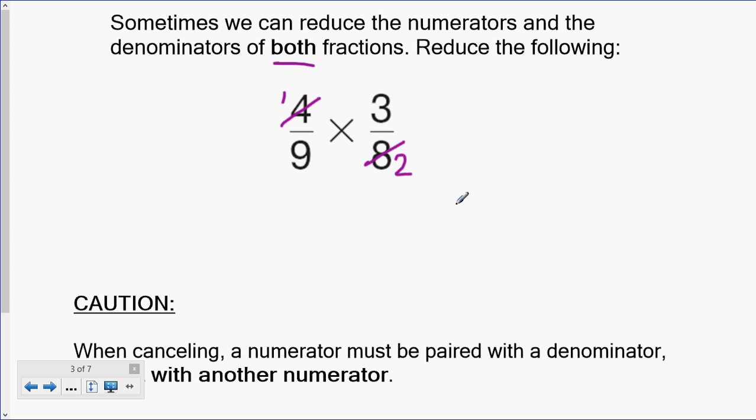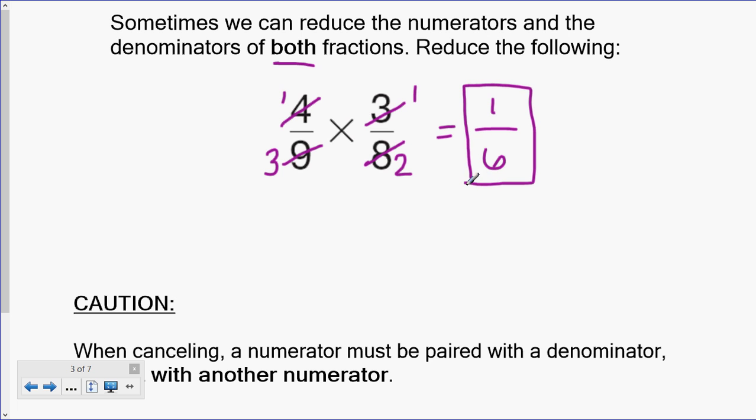Now going the other way, 3/9 is another pretty easy fraction to reduce. 3/9 equals 1/3. So we can cross off the 3 and make it a 1, cross off the 9 and make it a 3. Now multiply the remaining terms. 1 times 1 in your numerator is 1. 3 times 2 in your denominator is 6. So the answer is 1/6.